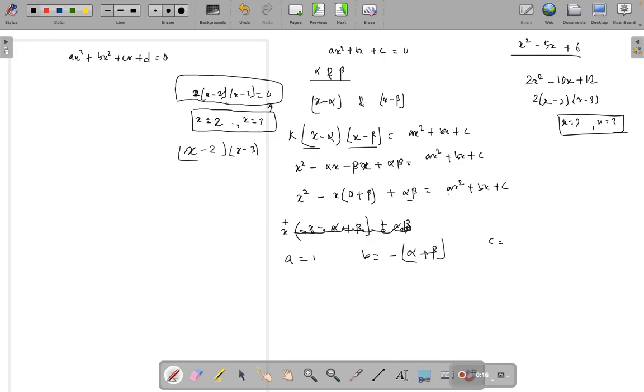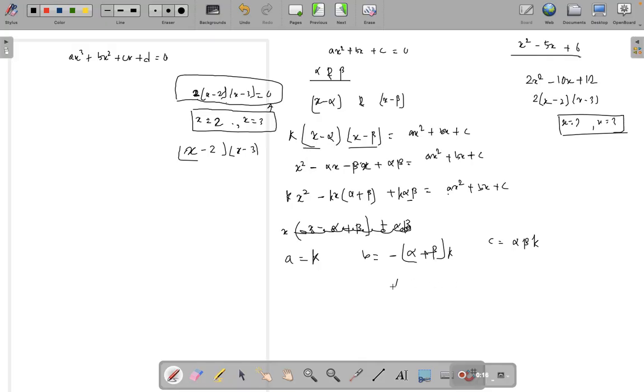Is this clear? Okay, so when you add this k, it will be added everywhere: kx square minus k(alpha plus beta)x plus k alpha beta, right? It will be multiplied to all the terms. So the value of a will be k, not 1. b will be minus (alpha plus beta) times k. c will be alpha beta k, right?